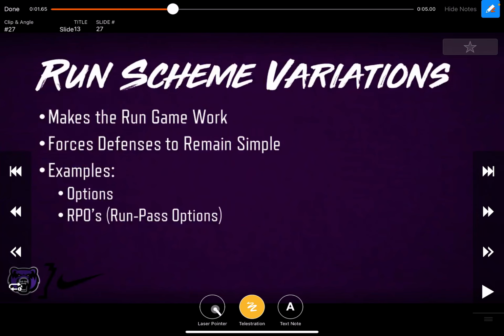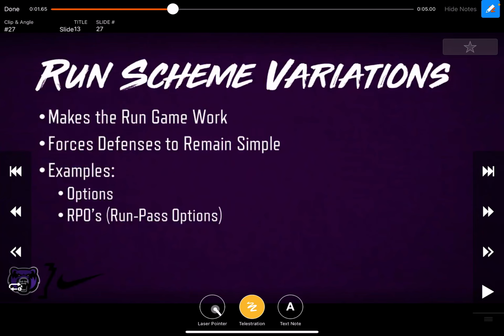So the offense's job is to figure out little change ups off of that to try to create conflict in the defense, to try to use those things the defense is trying to do against them. This is what makes the run game work. This forces the defenses to stay simple and not scheme up different ways to beat the offense.